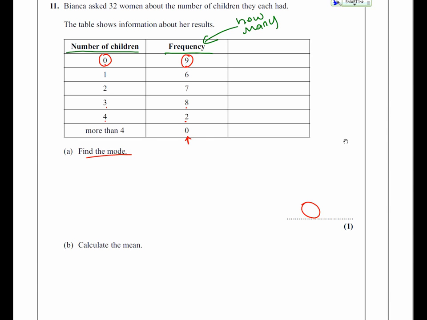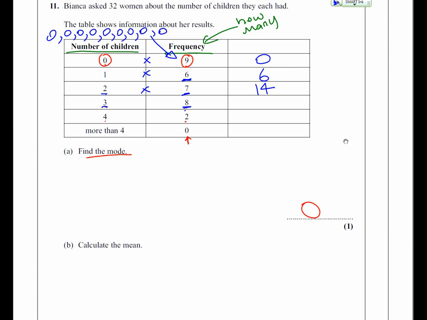Mean tells you average. Okay. Now all this means in a table is that if you wrote them all out, 9 zeros written out, 6 ones written out, 7 twos, etc., etc. Now can you see why we've put it in a table? Now guess what? If we want to add up 9 zeros, we can do 9 times 0. They add up to 0. If we want to add up 6 ones, we can do 6 times 1, 6. If we want to add up 7 twos, 7 times 2, 14.